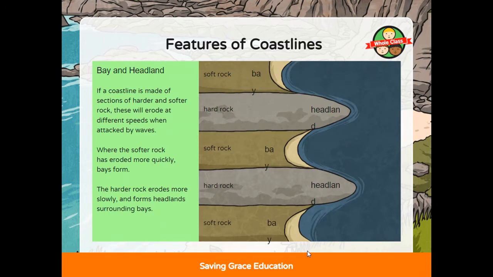Now let's have a closer look at bays and headlands. If a coastline is made out of sections of harder and softer rock, these will erode at different speeds when attacked by waves. Where the softer rock has eroded more quickly, bays form. The harder rock erodes more slowly and forms headlands surrounding bays.